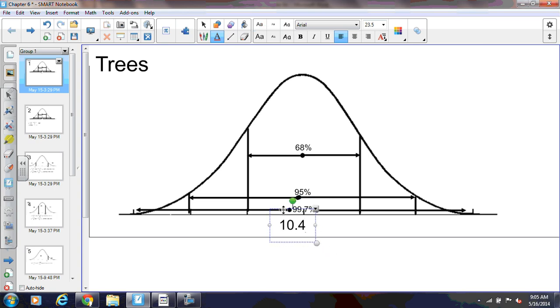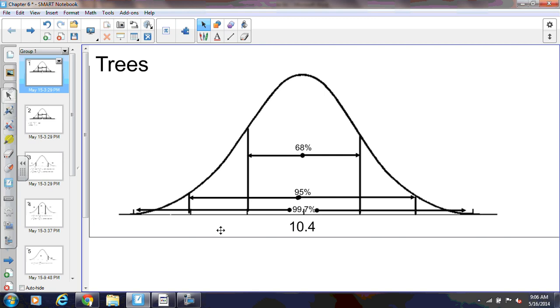And we're going to use the 68, 95, 99.7 rule, which is also called the empirical rule. What this basically tells us is that 68% of our data is between plus or minus 1 standard deviation from the mean, 95% is between plus or minus 2 standard deviations, and 99.7% is between plus or minus 3 standard deviations from the mean.